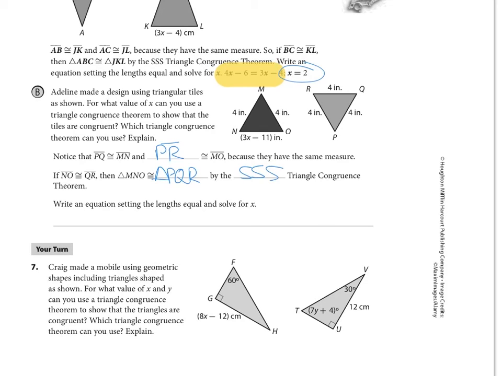So we're going to set up an equation that makes that true: 3x minus 11, the side labeled NO, would be equal to the side labeled QR, which is just 4. Adding 11 to both sides gives us 3x equals 15, and dividing by 3 gives us x equals 5. On your turn, let's see what you can do with number 7 and see what triangle congruence theorem is going to be used, and also what values of both x and y, taking them a pair at a time, would show that the triangles are congruent.